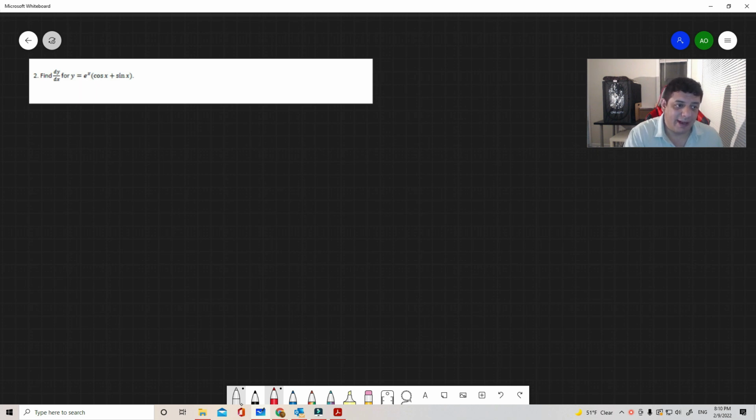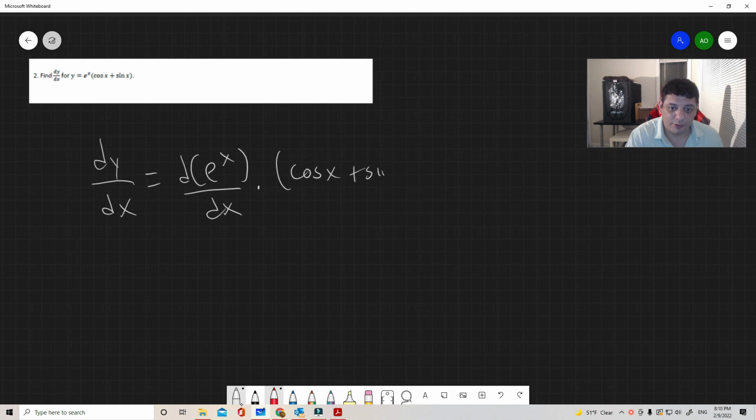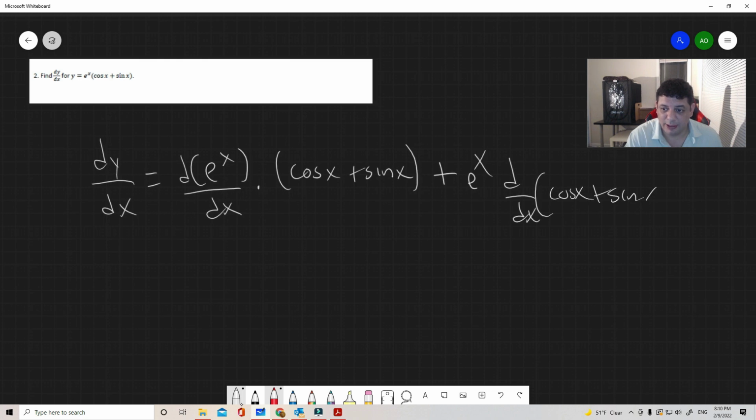So if y is that, then the derivative with respect to x is going to be a product. So it's going to be the derivative of e to the x times the function cosine of x plus sine of x without taking the derivative, plus now e to the x alone times the derivative of cosine of x plus sine of x. So essentially we're using the product rule here.